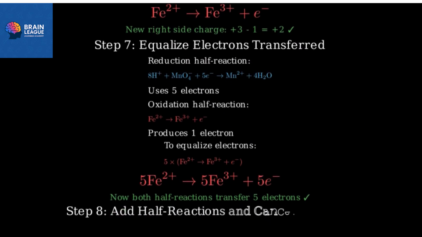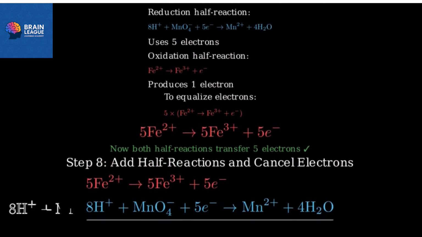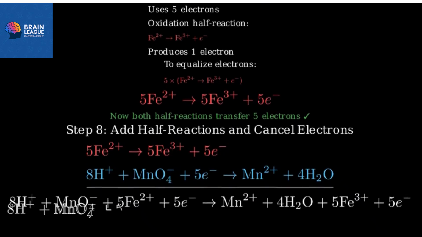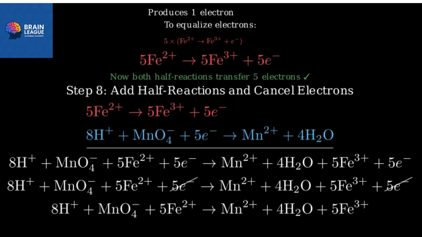Step 8. Add the half reactions together and cancel the electrons. Let's add our balanced half reactions. Now, we can cancel the 5 electrons that appear on both sides. After canceling the electrons, we get our balanced equation: 8H+ plus MnO4- plus 5 iron 2+ yields manganese 2+ plus 4 water molecules plus 5 iron 3+.